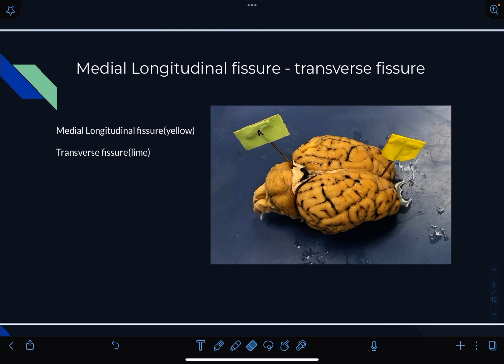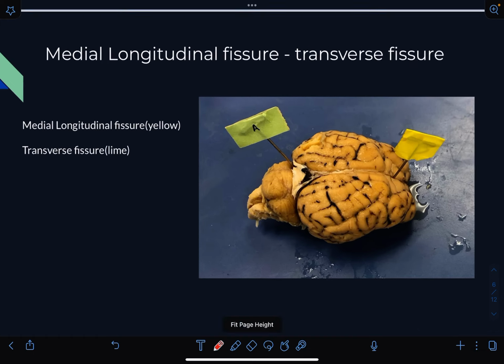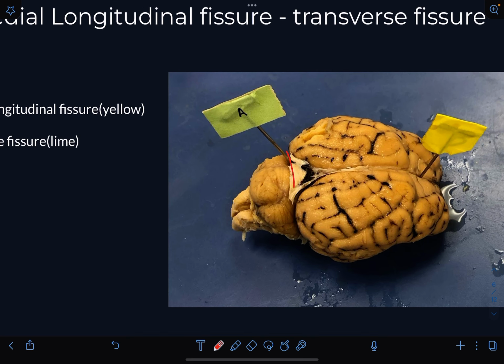Continuing on, we have these fissures. We have the medial longitudinal fissure in yellow. This part right here, where this line goes right through the brain, is going to be the fissure. So it basically just splits the brain in half. And then we also have a transverse fissure in the back that splits this whole cerebellum from the actual brain. If we look at it, the dura goes in between these, and that's what sort of creates these different hemispheres in the brain that we have.